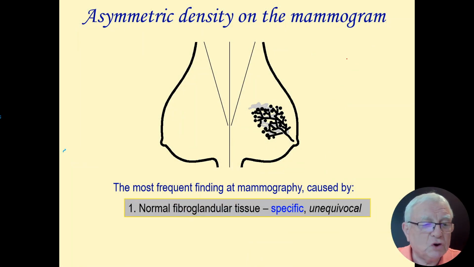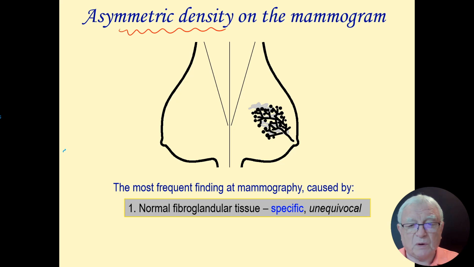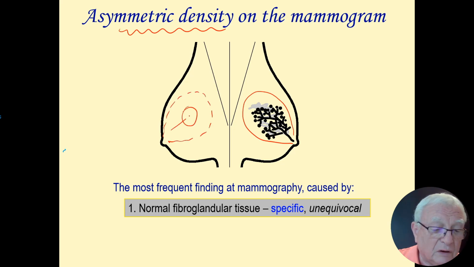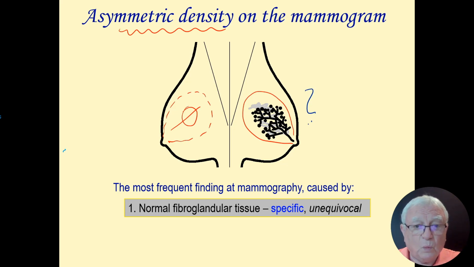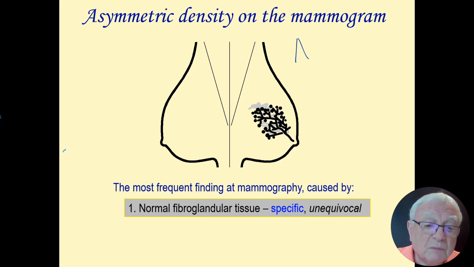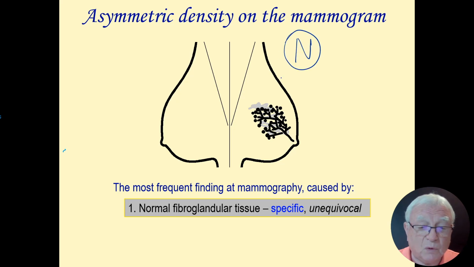This time, we have chosen asymmetric density on the mammogram. What does that mean? You have a density on this part of the left breast, and in the corresponding area of the other breast, there is no such density. So there you sit and scratch your head. What is this? This one is difficult, mostly because the vast majority of the mammograms are normal. Asymmetric density, but still normal.